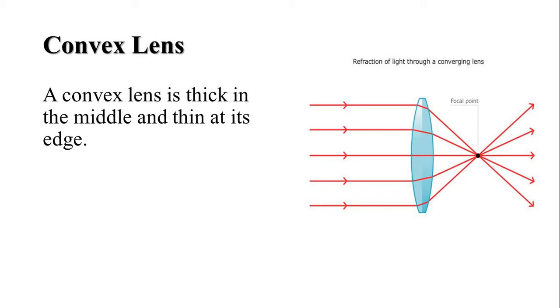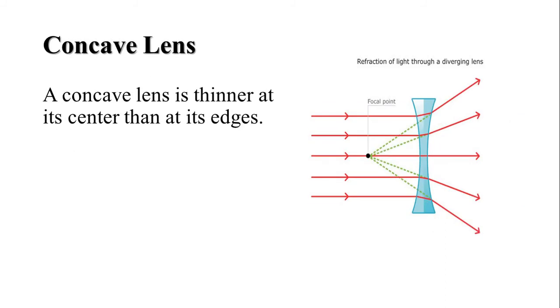The convex lens is also known as converging lens because when the light rays pass through the convex lens, they are converged at a point, and that's why convex lenses are also called converging lenses. The second type of lens is concave lens. A concave lens is thinner at its center than at its edges. The concave lens is also called diverging lens because when the light rays pass through a concave lens, they diverge away from each other.